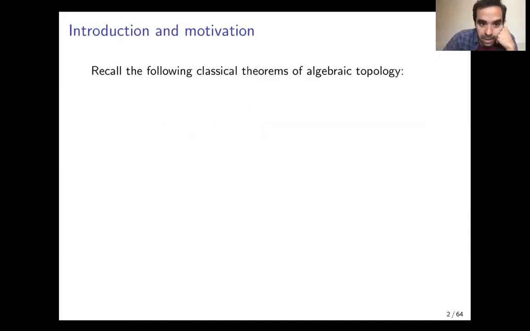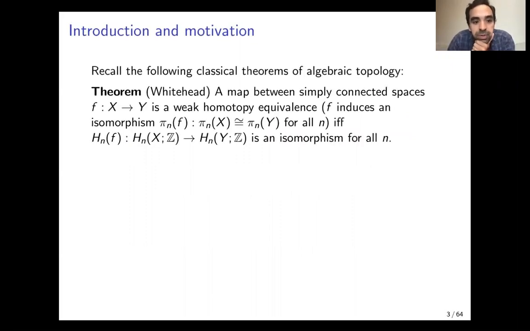Okay, so let me start by recalling the following classical theorems from algebraic topology. The first one is usually attributed to Whitehead, and it says that a map between simply connected spaces f from X to Y is a weak homotopy equivalence, meaning that f induces an isomorphism on the homotopy groups, if and only if it is a homology equivalence with integral coefficients.